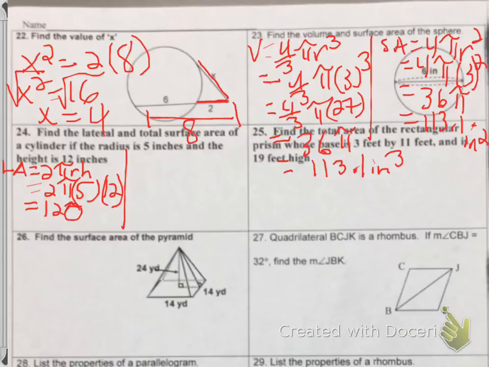Okay, 120 pi. That's if you leave it in terms of pi, but if you multiply it totally out, you get 376.99 inches squared. Okay, so that right there is your lateral. Now I'm going to do the total surface area.